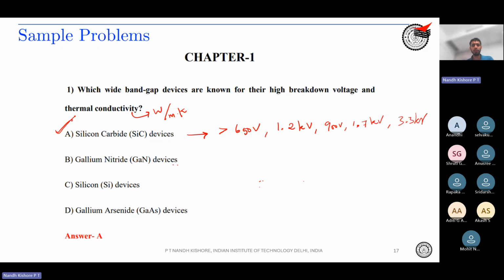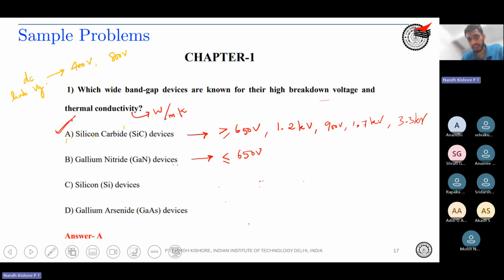You can't get these high voltages with GaN. With GaN, you have devices only till 650 volts. The reason is GaN doesn't have a high breakdown voltage, whereas SiC has a very high breakdown voltage. What it implicates is that most of the DC bus voltages, or DC link voltages as you may call them, are mostly either 400 volts or 800 volts.